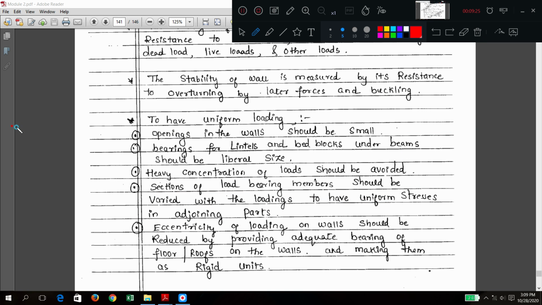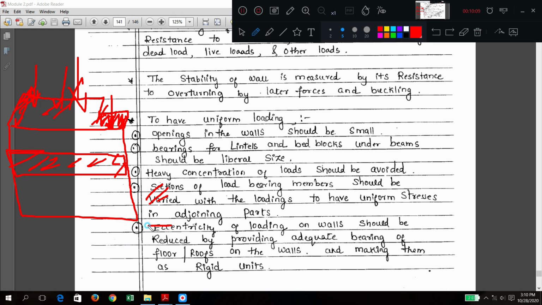Suppose this is a typical wall. I am drawing the three-dimensional diagram. Here you have a larger width, and this has a smaller width. This is the larger thickness. So what they are telling is that if this part is under heavy load, you provide larger thickness. If a small load is acting on this part, provide smaller thickness. Why? It will lead to the same stress inside. So depending upon the loading you increase or decrease the thickness. That is what they are telling.